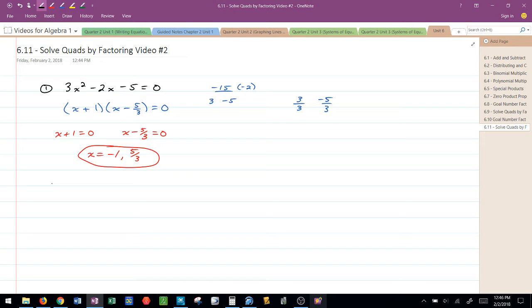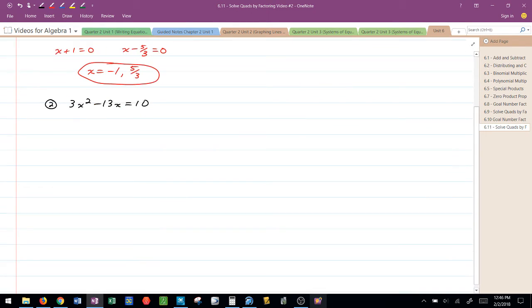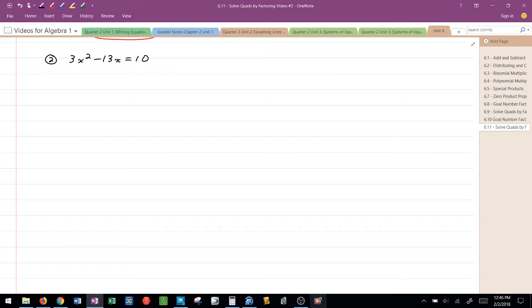All right, question number 2. Let's say that I have 3x squared minus 13x equals 10. Now this is again a quadratic, but it's not in standard form. Remember, we want ax squared plus bx plus c equals 0. So I need to move that 10 over by subtraction. I have 3x squared minus 13x minus 10 equals 0.